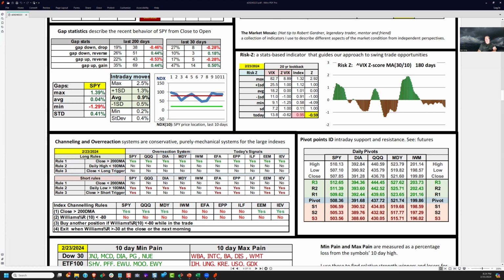I see Jay says, looks like the RL 10, 30, and 90 on the SPX are pinched on a 6-month. Yeah, they are all outrageously high. That's correct.